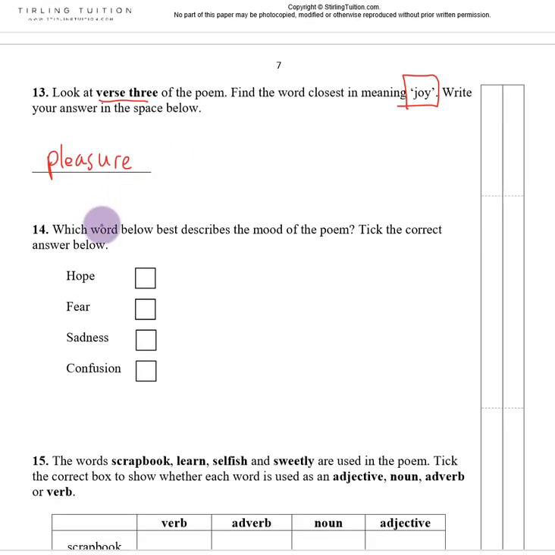Okay, now which word below best describes the mood of the poem? So this is why it's important, I think, to read through. It doesn't really talk about fear or sadness or confusion. It's more about hope, about how things can get better. It's telling you how things can potentially get better by things that you can do if you want it to be happier, wiser, those types of things. So the answer there is hope. And if you didn't know that, process of elimination, you'd probably be able to get it. Because it's definitely not about fear, being scared. It's definitely not sad. It's definitely not confused. So it would have to be hope.